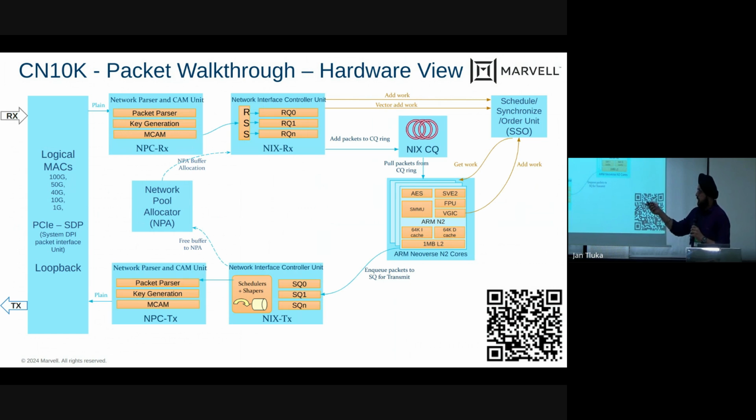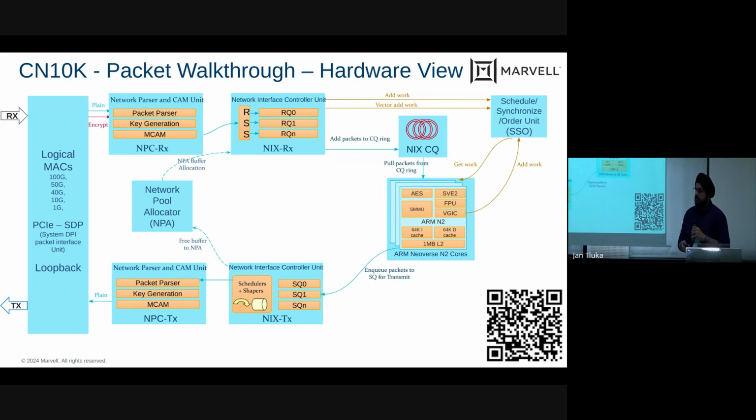Also at this stage, at the NPC stage, some more offloads can be configured, such as VLAN tagging or some multicast packet replication. So there are more things that can be done. So this was about the plain packet.